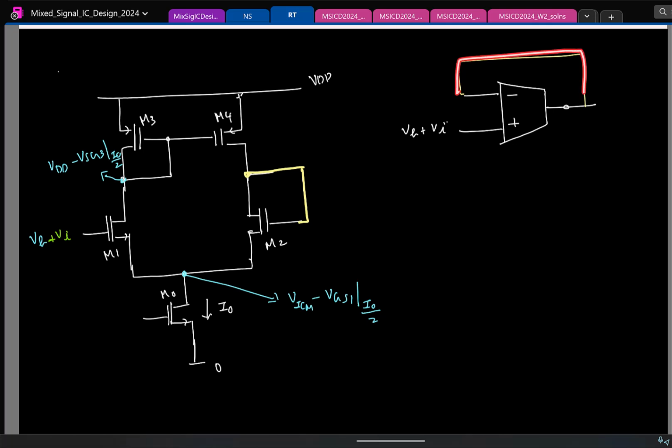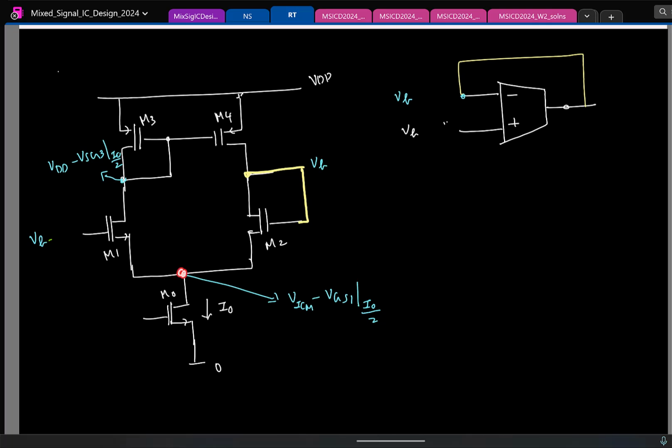Again, remember this is in negative feedback. Let's assume that the op amp has infinitely large gain to simplify calculations. So this potential will also be with respect to DC bias, it is VB. Fine. Let's not consider VI now, only VB we are taking. Okay. So this is also at VB.